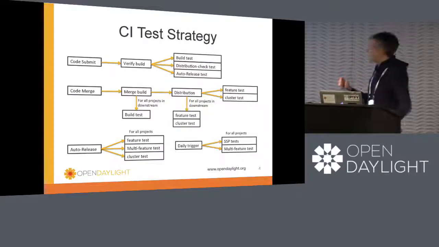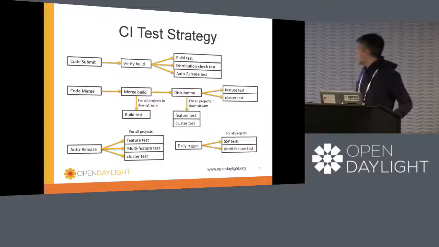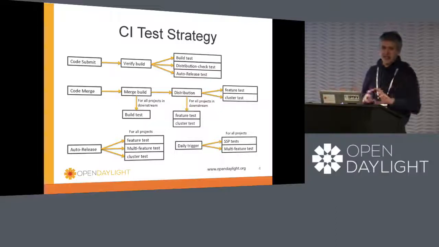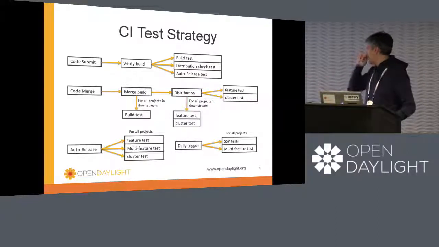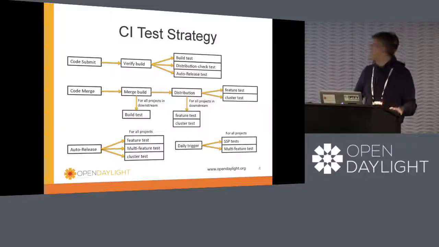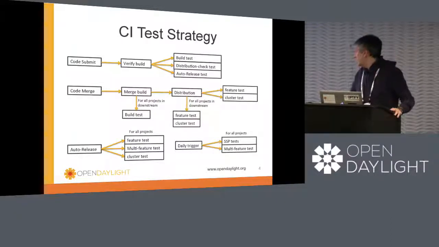Now, when a committer merges a patch in the system, there are many more tests happening. Like you see here, there is, again, a build test. But there is also a distribution build. And then after you build the distribution, you get feature tests, you get cluster tests, and you also trigger a bunch of tests in the downstream. Because we have a dependency chain in OpenDaylight. When there is a change in the upstream, you trigger also tests in the downstream to make sure you don't break anything. And finally, you see for auto-release, we also do feature tests, we do multi-feature tests. Every time there is a new release or temporary release, we do all this, and we do cluster tests.